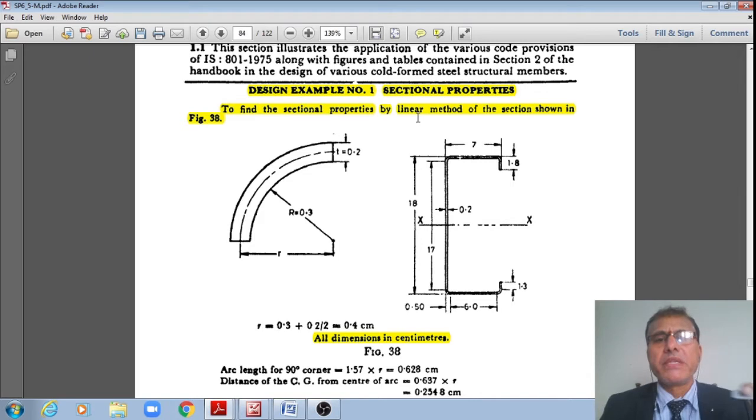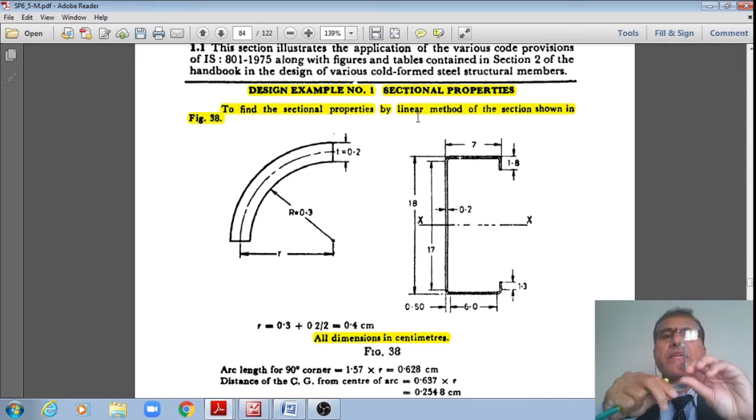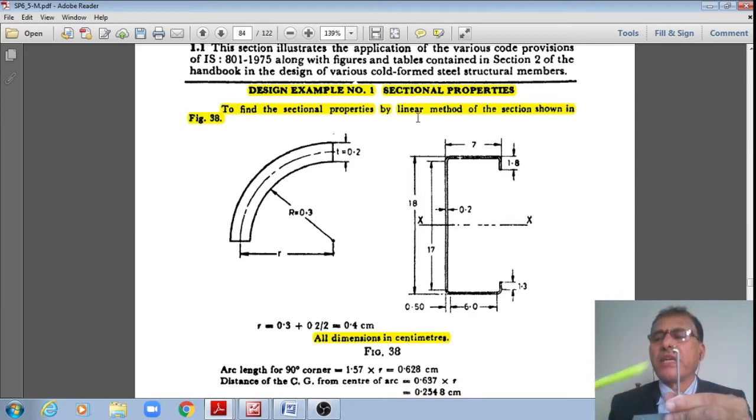a sectional member is given like this, where this is a channel with a lipped section. Now I'm showing an angle with lipped section. Then what is given here is a channel with lipped section, like this. And for this channel with lipped section, you need to find out the sectional properties by using the linear method of this section. Now, how to do that? Now let us examine.